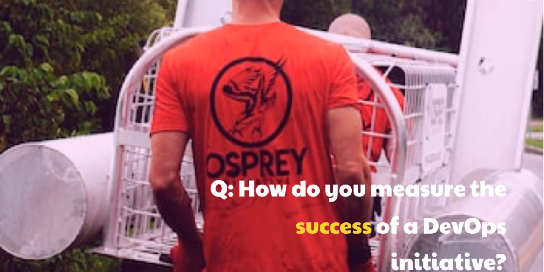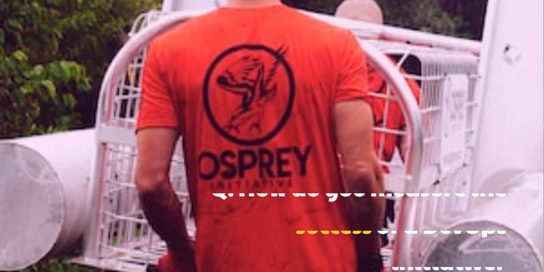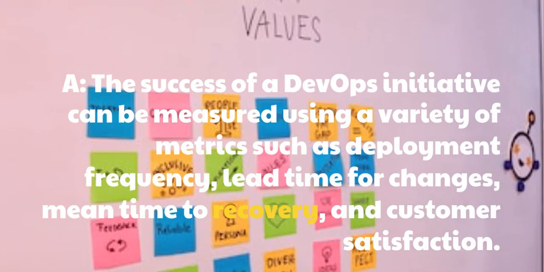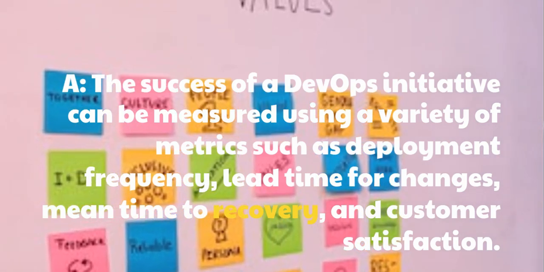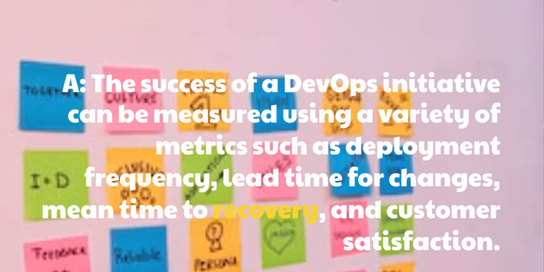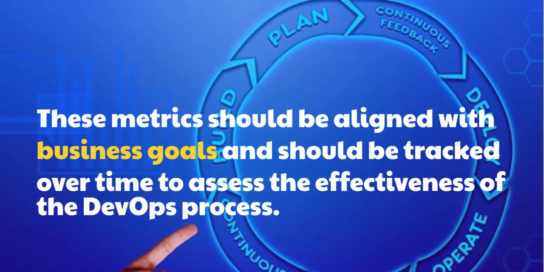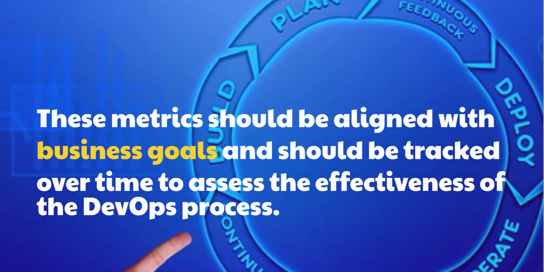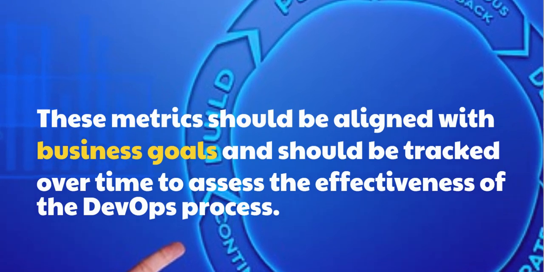Q. How do you measure the success of a DevOps initiative? A. The success of a DevOps initiative can be measured using a variety of metrics such as deployment frequency, lead time for changes, mean time to recovery, and customer satisfaction. These metrics should be aligned with business goals and should be tracked over time to assess the effectiveness of the DevOps process.